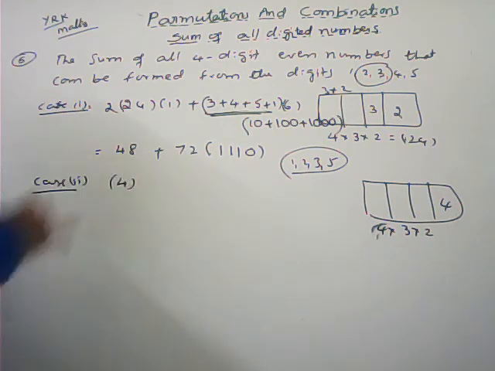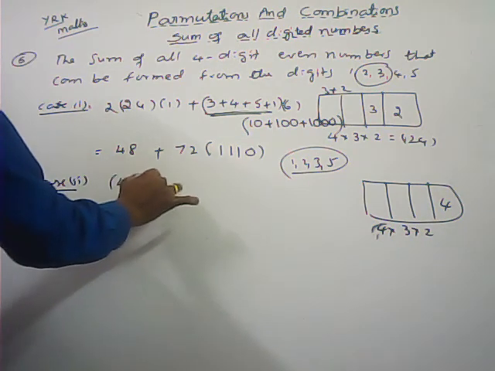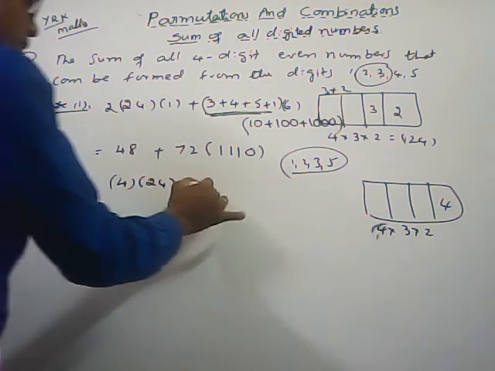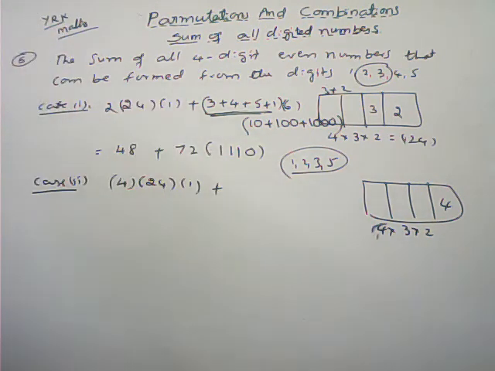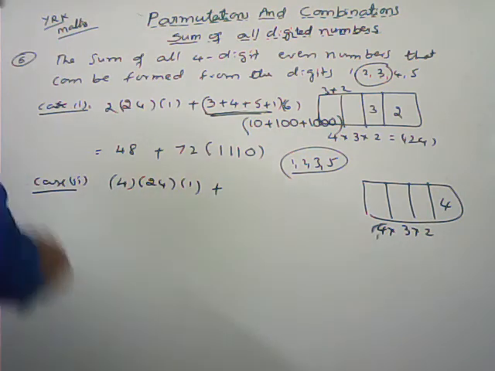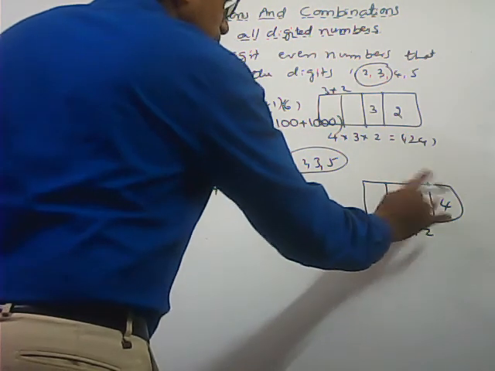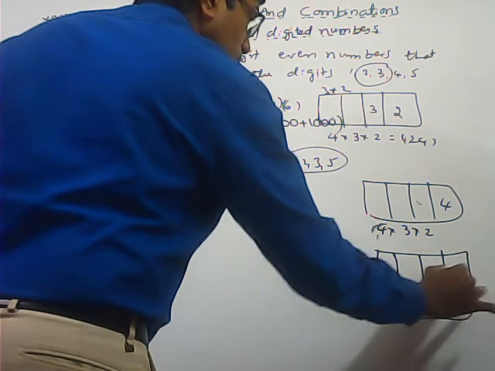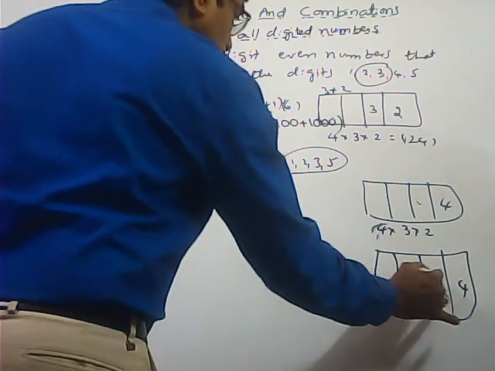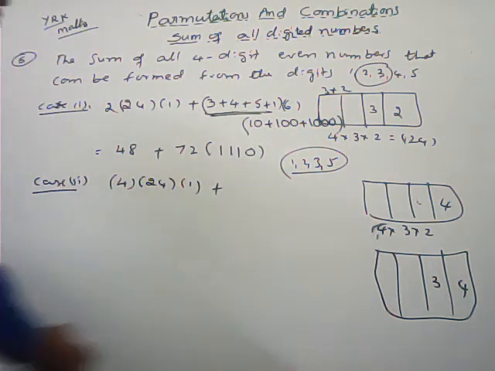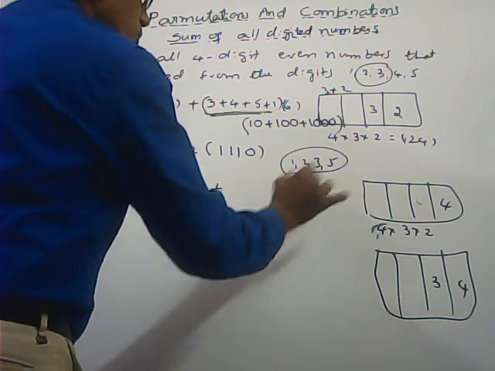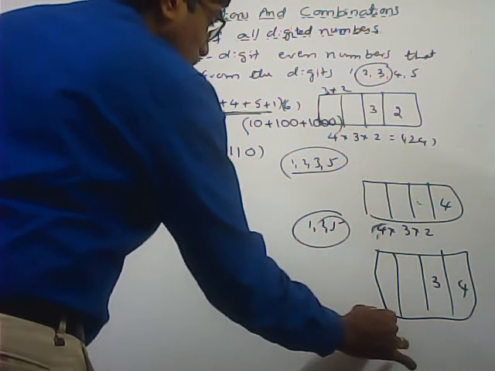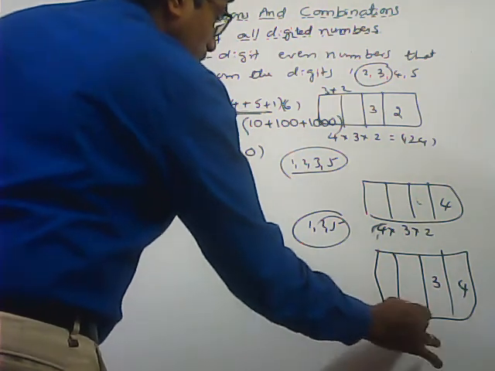4 in the units place. Total how many we are getting? 24, units place. That should be 4 only, multiplied by 24, plus. That is fixed. Now, if I fix a 3 here, 1, 2, 3, 4, 4 is fixed. For example, if I fix a 3 in the tens place, 3 and 4 both are used, 1, 2, 5 are there. So this one can be filled in 3 ways, this one can be filled in 2 ways.